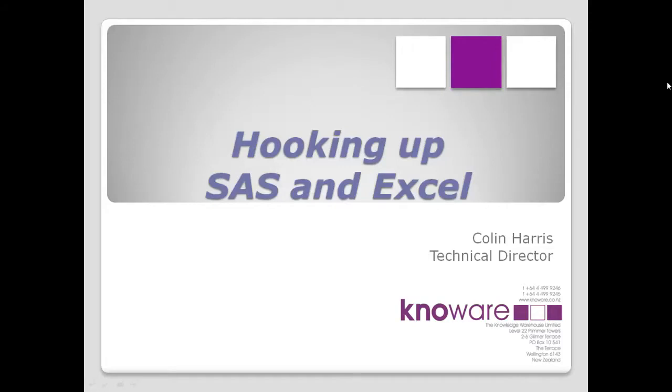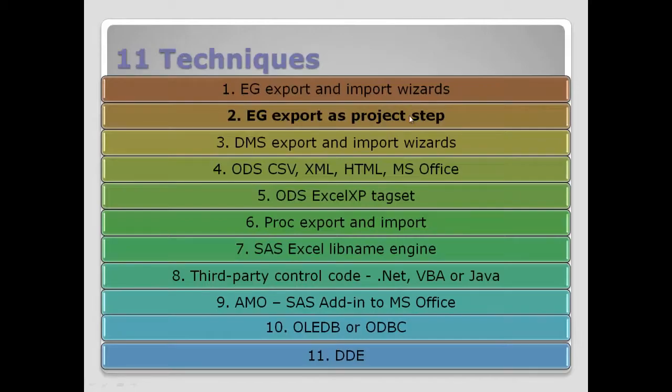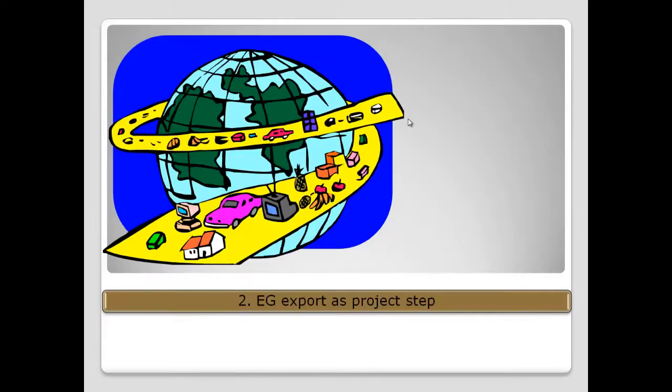This is the second technique of the series, and we will be looking at using Enterprise Guide Export as a project step. As you can see, there's a range of 11 different techniques we cover, and they're covered in separate videos to this one. So this one we are focusing on SAS Enterprise Guide using the Export Wizard and creating a project step within our project.